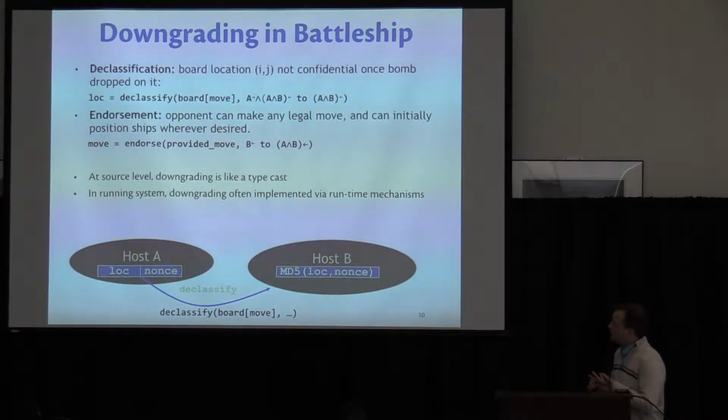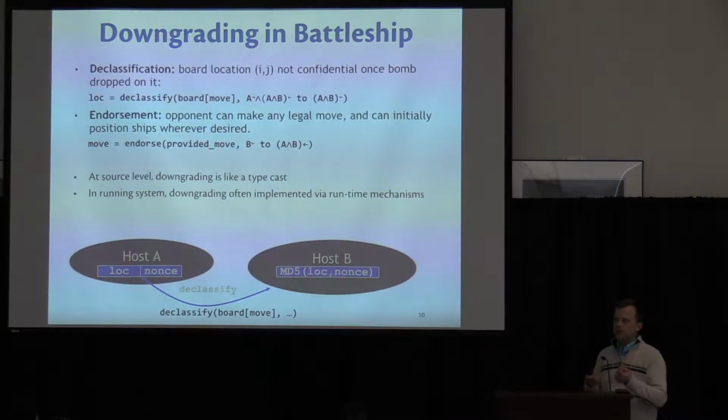What endorsement means is you have something that's untrusted, but you suddenly treat it as trusted, for reasons that are kind of outside the scope of what the information flow stuff can do. So for example, when Alice makes a move and sends it to Bob, it's part of the game that Alice gets to do that.